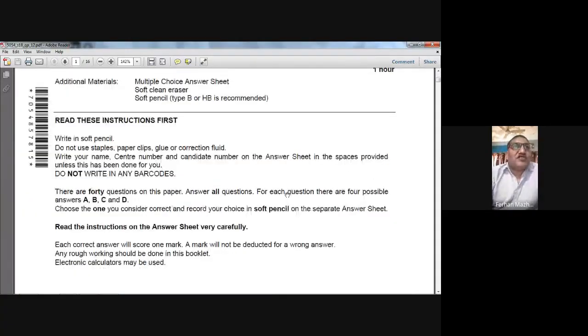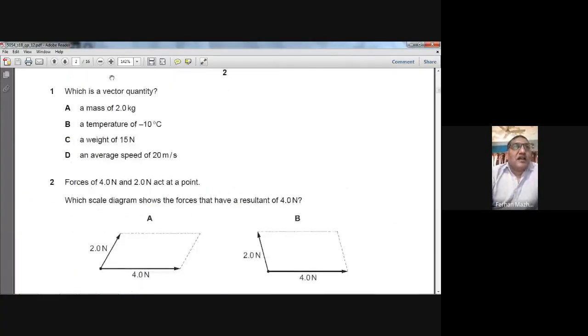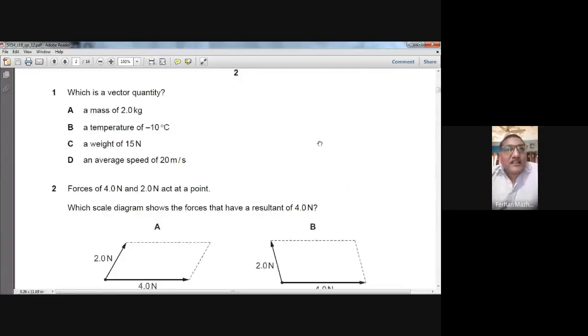Okay, on your screen, the first question is, which is a vector quantity? A mass of 2 kg is a scalar quantity. A temperature of -10 degrees is a scalar quantity. A weight of 15 Newton, yes, it's a vector quantity. An average speed is a scalar quantity. So C is the choice. So question number 1, C is the choice.